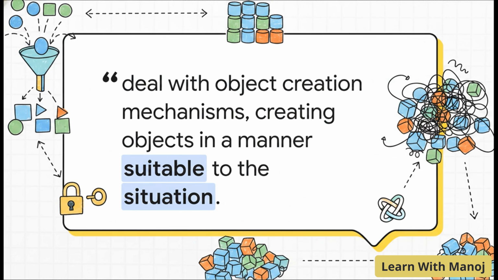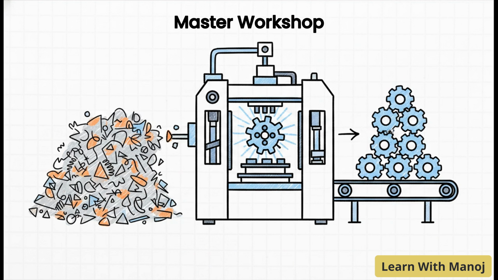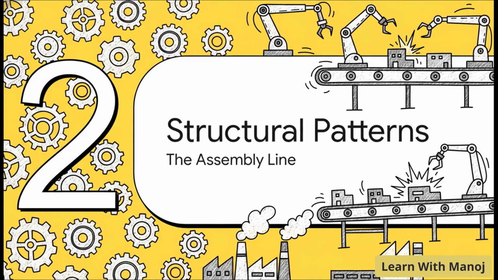Now, the key word to grab onto in the official definition here is mechanisms. See, without a good mechanism, you could end up creating parts that are clunky, inefficient, or just don't fit with anything else. These patterns make sure you get the right part for the right job, which saves a world of headaches later on. So here's the one-liner to remember. Think of the creational pillar as the factory's master workshop. It's all about stamping out the exact parts you need precisely when you need them without making a mess or wasting anything.